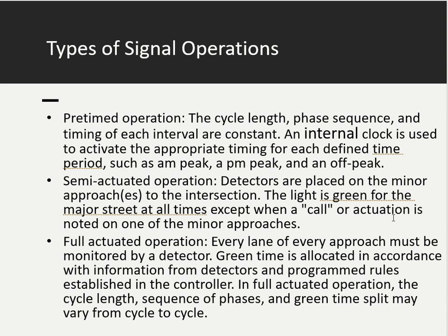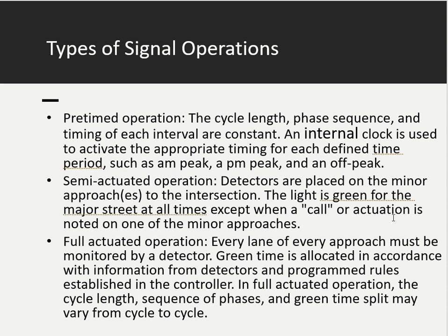Then the signals can be operated in three ways. You can have pre-timed signals, semi-actuated signals, or fully actuated signals. Pre-timed means the signal timing is fixed by the operator. It does not take into account real-time data. There are no sensors, no detectors attached to the signal. Whatever timing you fix, the signal will operate according to that time.